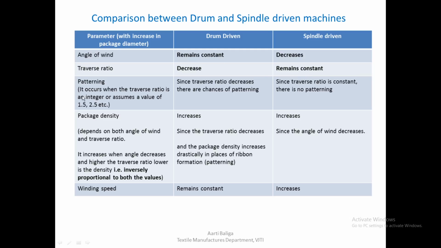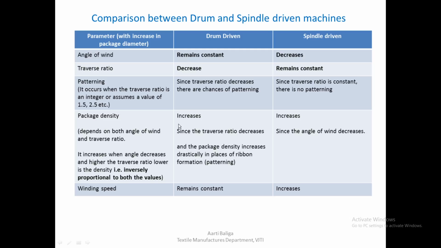Patterning occurs when the traverse ratio is an integer or assumes a value of 1.5 or 2.5, etc. Since the traverse ratio is the one that changes in this case in the drum driven winders, we can see that there are chances of patterning. Whereas in case of spindle driven, since traverse ratio is remaining constant, there would be no patterning seen.